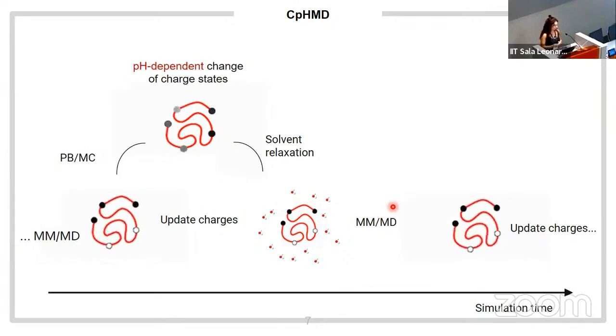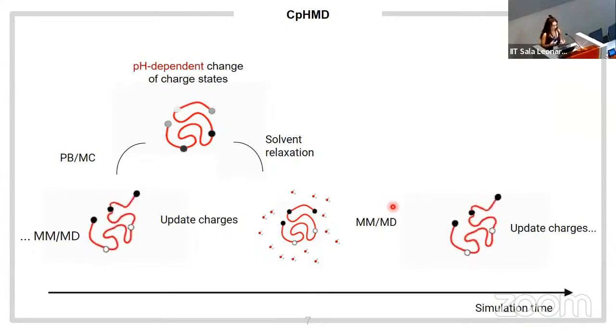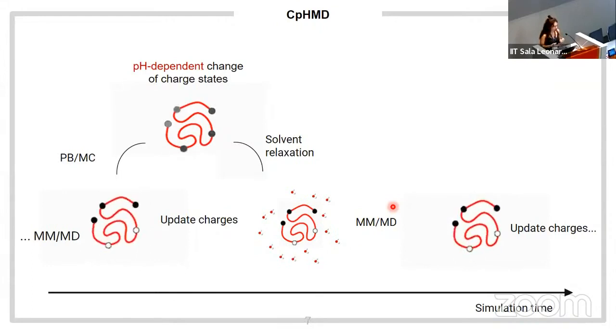But basically, I use the stochastic method, the same used by António and Miguel. And very briefly, we can sample the protein conformation using MD. From time to time, this simulation is stopped, and then a Poisson-Boltzmann Monte Carlo calculation is done to sample the protonation states.